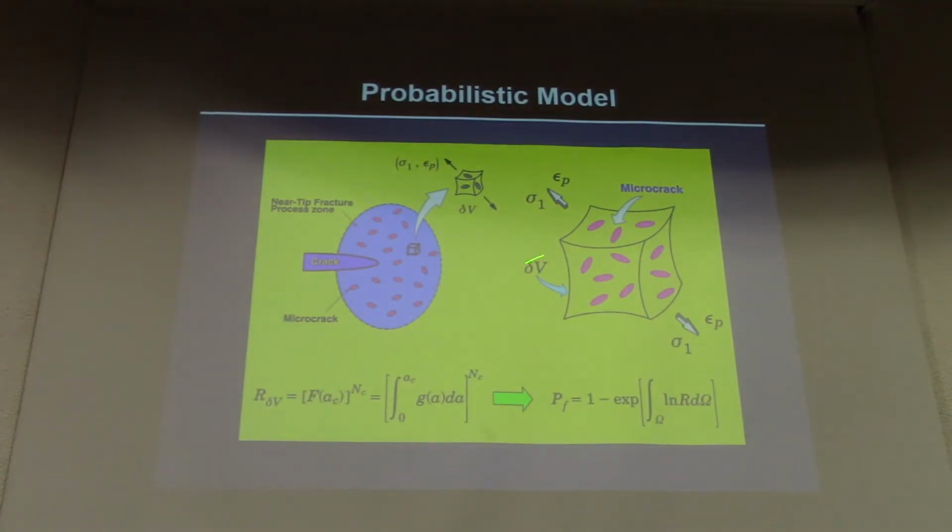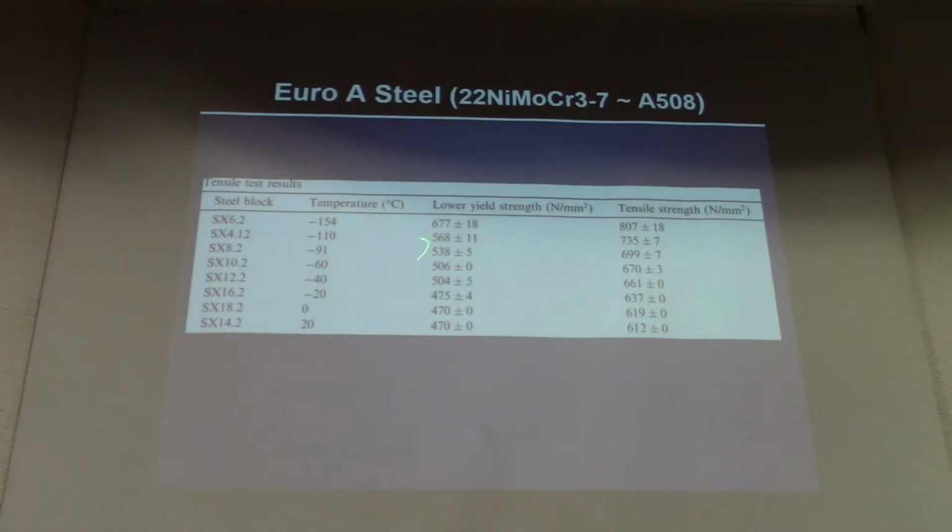So one of the alternatives is to consider the actual microcrack distribution. We do also statistical math here, and then we arrive at an explicit derivation formulation for the failure probability, which depends on the microcrack distribution. And here we are considering then the Euro material. I think many of you in this room know the Euro material.